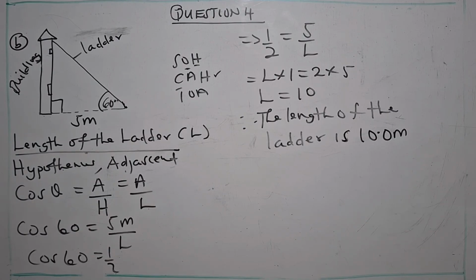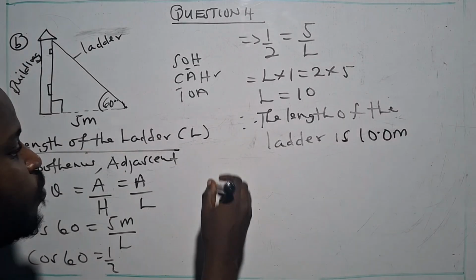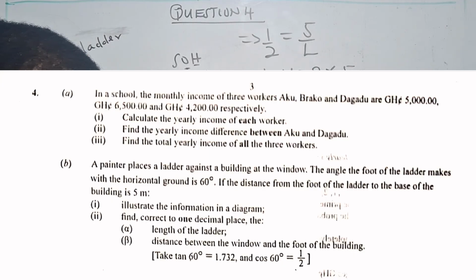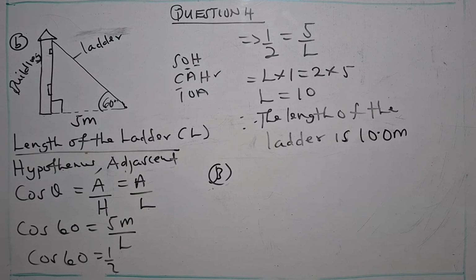So let's quickly take the next one, the question II, which is the beta. As the question is on the screen, they say we should find the distance between the window and the foot of the ladder. The distance between the window and the foot of the ladder.